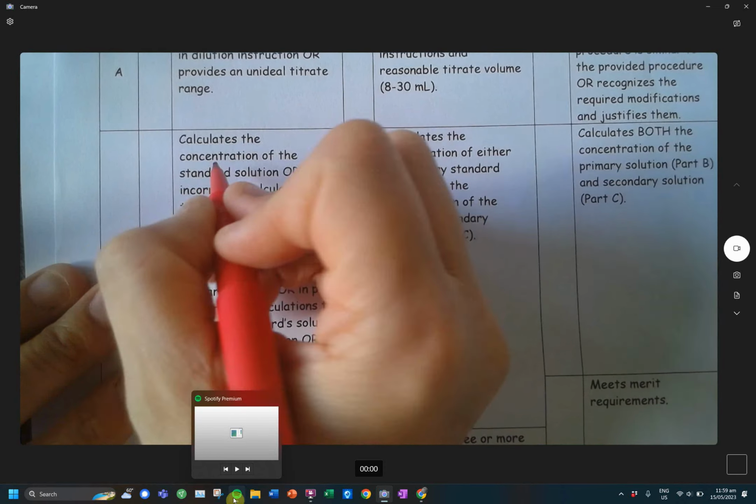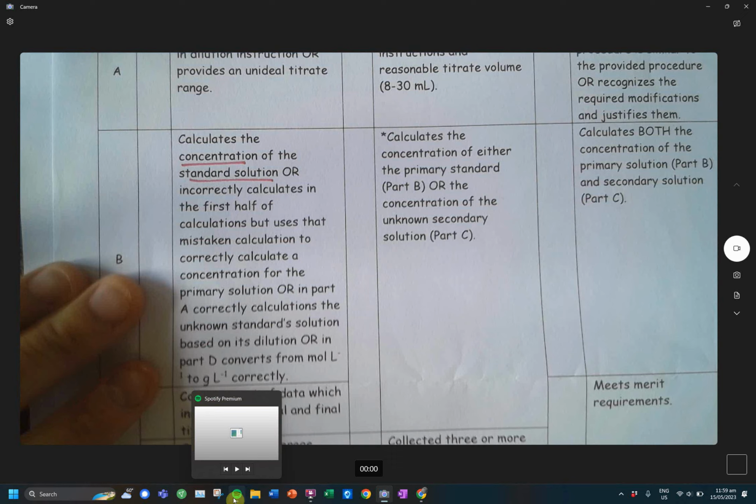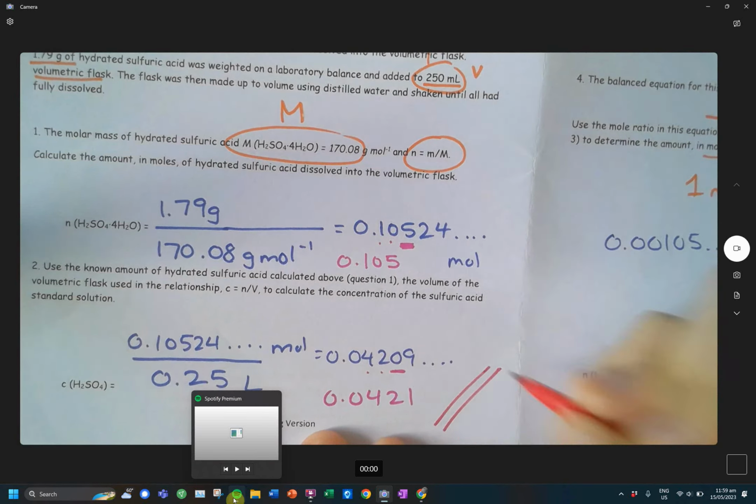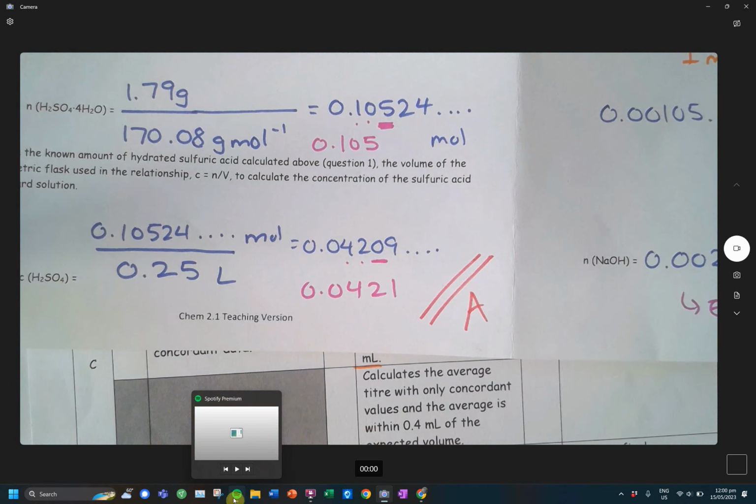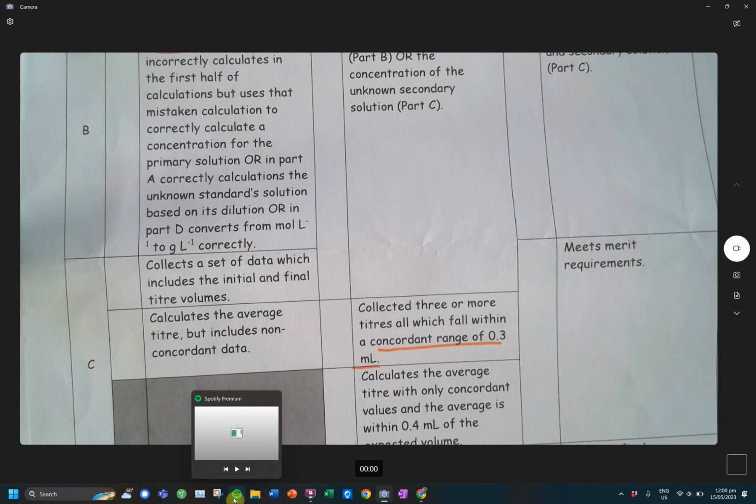The first one is calculating the concentration of the standard solution. So when I say concentration of standard solution, I'm saying getting up to this point here, that would be an achieved. You can mug up the rest of it and you'll still pass. That nice? That's nice.